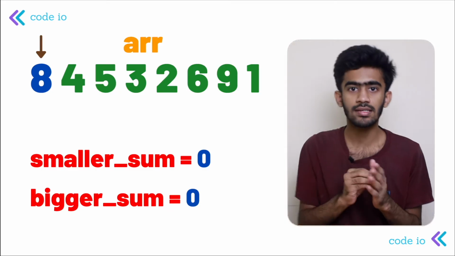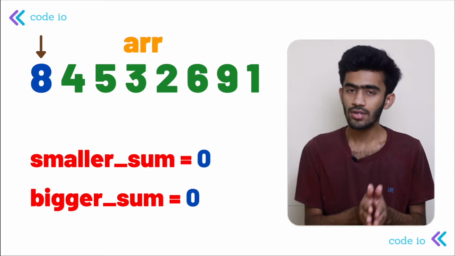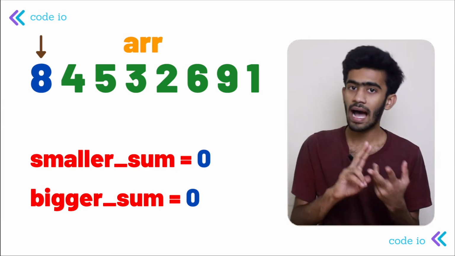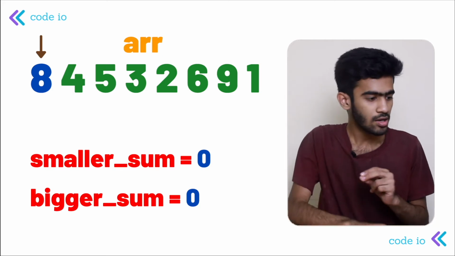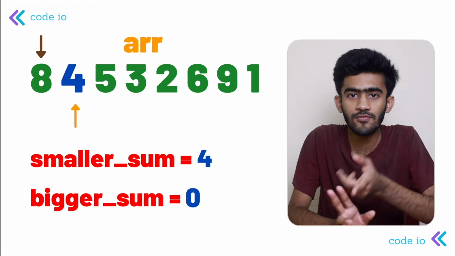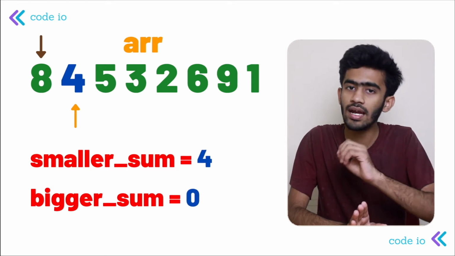So after finding the smaller sum and bigger sum, what we have to do is we have to multiply these two values and then store this result in the position of 8. So let us start with the first iteration. So here we are at 8. Now let's traverse this array and find the smaller sum and the bigger sum for this array. So we'll start with 4, the first element after 8. So is 4 greater than or less than 8? It is obviously lesser than 8. So we are adding it to the smaller sum.